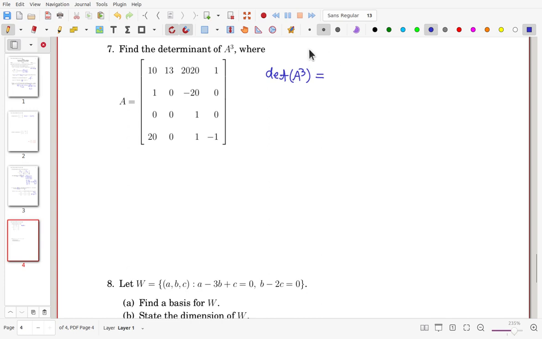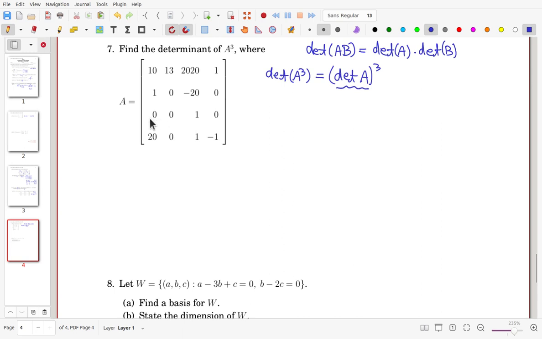For example, the determinant of a product of two matrices is the same as the product of each determinant, right? So the same way here, A times A times A is the same as the determinant of A cubed. So we have to find the determinant of A, and then cube the number. Okay. Now to get the determinant, we have to use cofactor expansion.